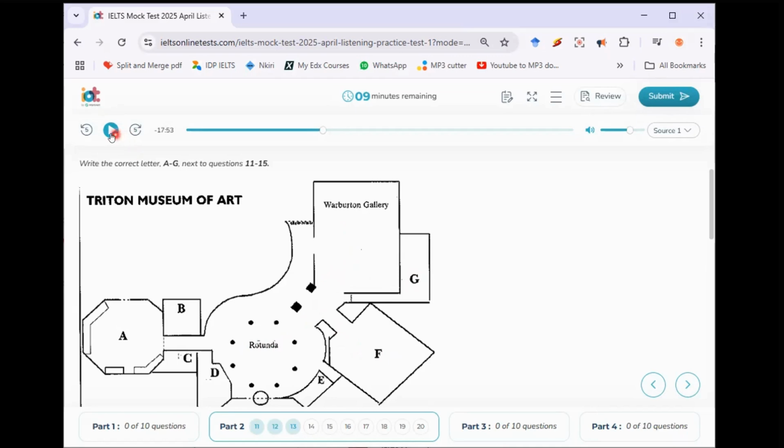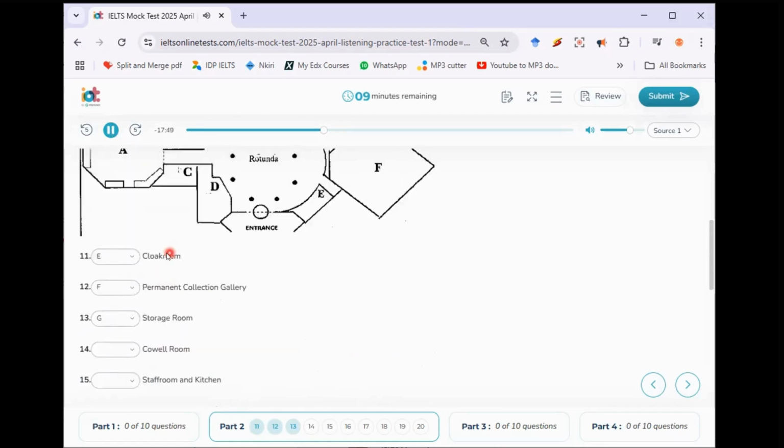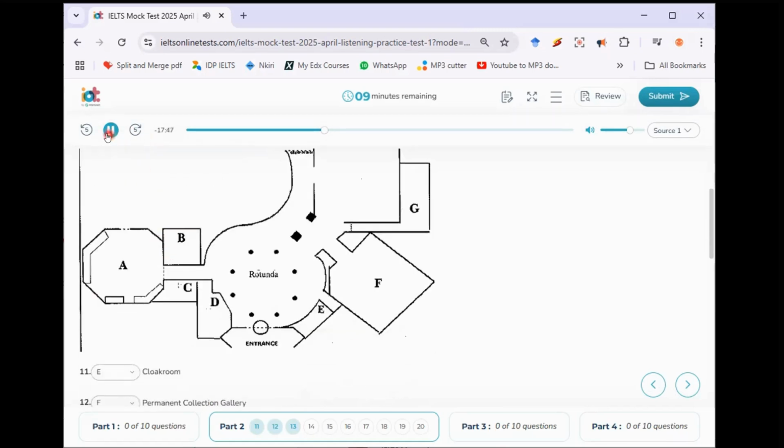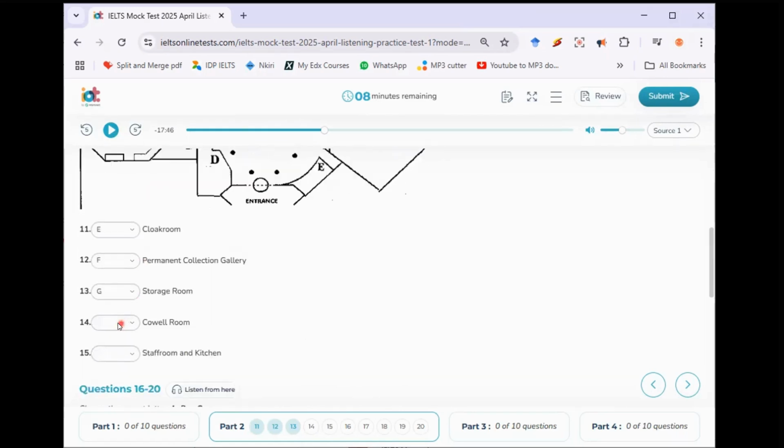Listen closely now. The Cowl Room. It's right at the far end of the museum, on the opposite side of the rotunda. At the far end of the museum. Can you see another direction marker? Direction specific word. At the far end. What is at the far end? So we have covered everything on this side. What is on the other end? That's going to be A. That's the Cowl Room. That tells me that the Cowl Room is going to be option A.